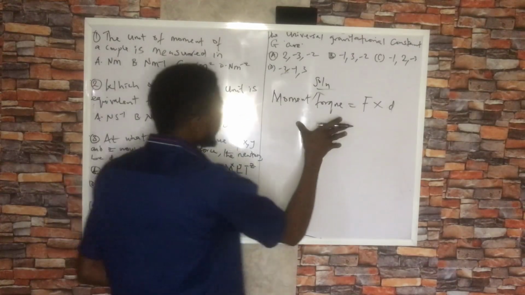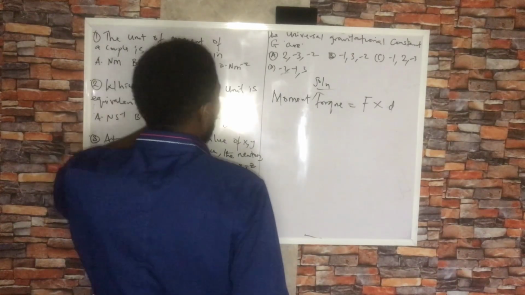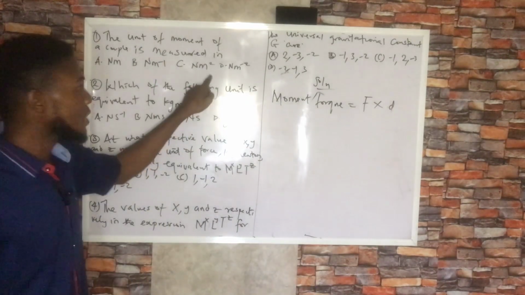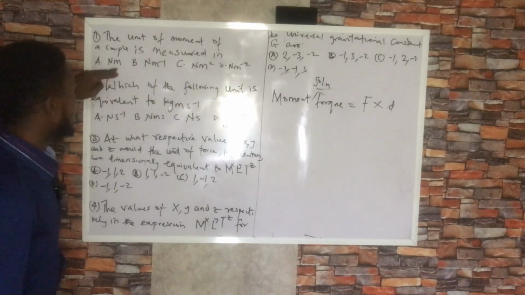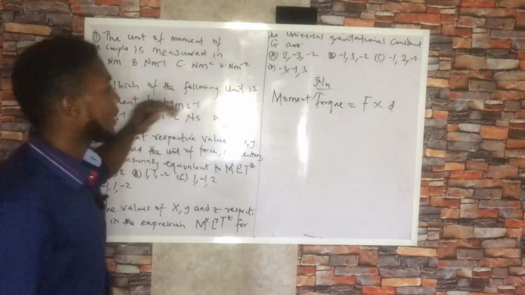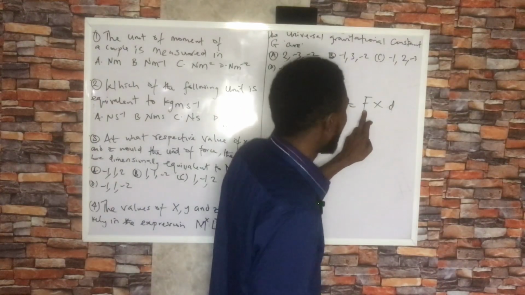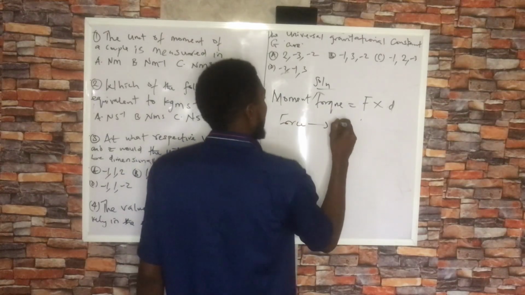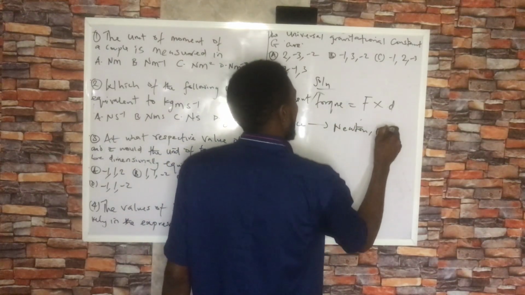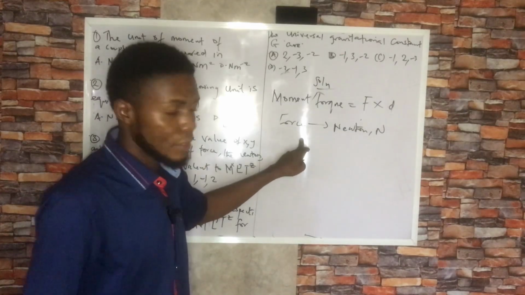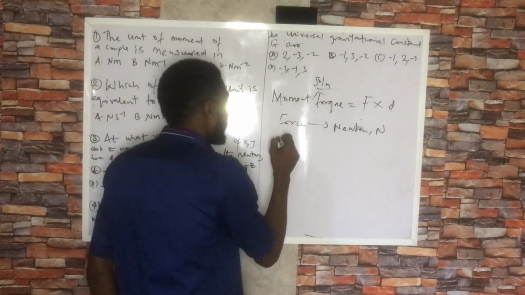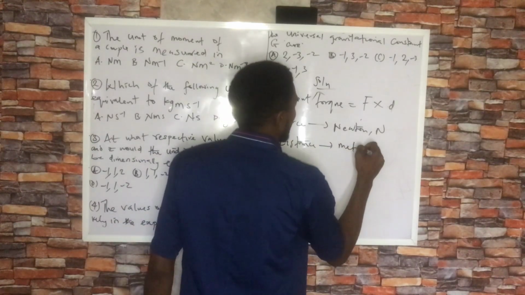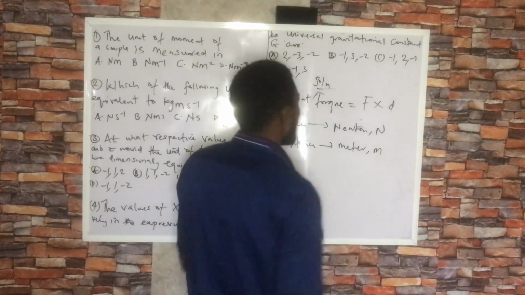So let's continue. We are asked to look for the unit of moment of a couple. It's quite easy. You check the question, you check the options. We want to solve in respect to these options given. Force is measured in Newton. The distance, like you all know already, is in meters.